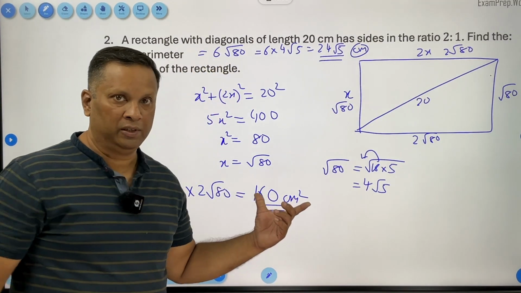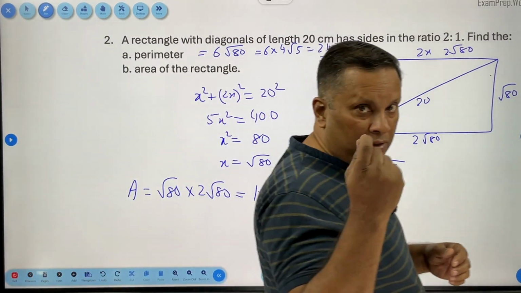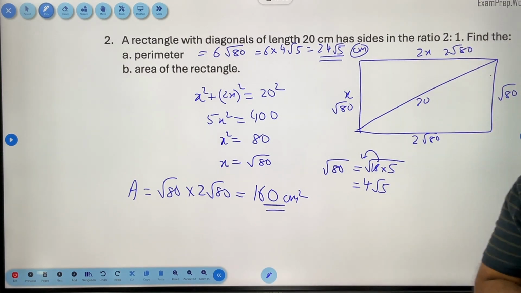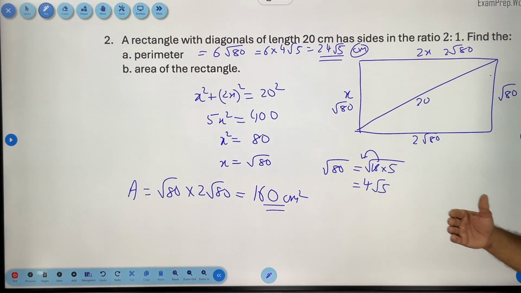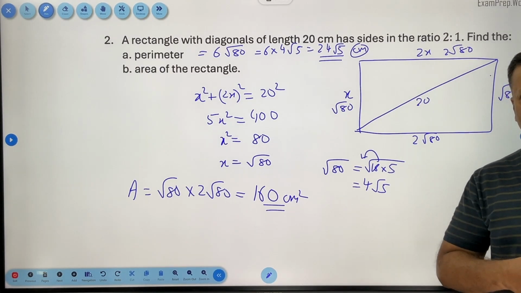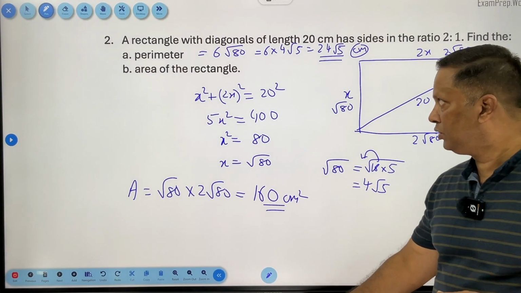Units are very important, children, when it comes to mathematics. If you don't write units, the examiner will take off 1 mark just for not writing the units, even though you were right doing the question. Okay, so I want you to pause the video and write this one. Once you have done, let's go ahead with the next question.